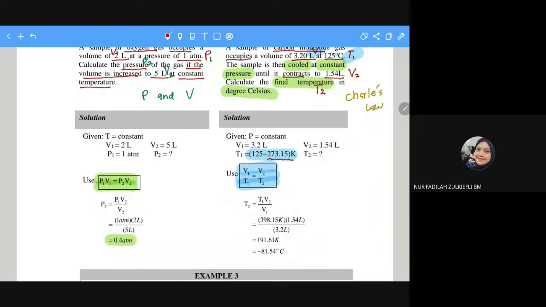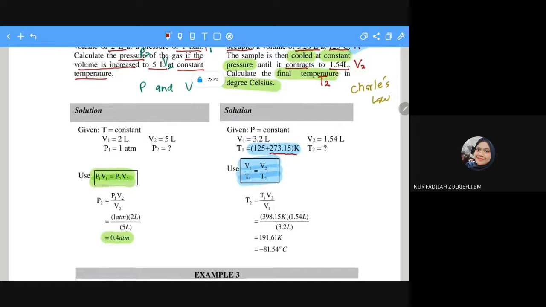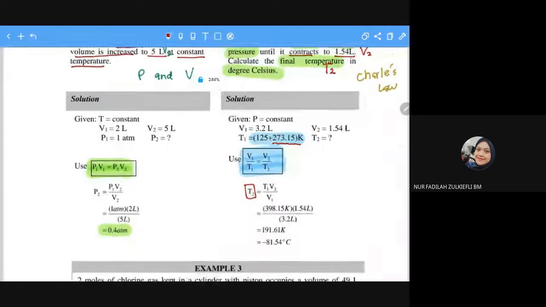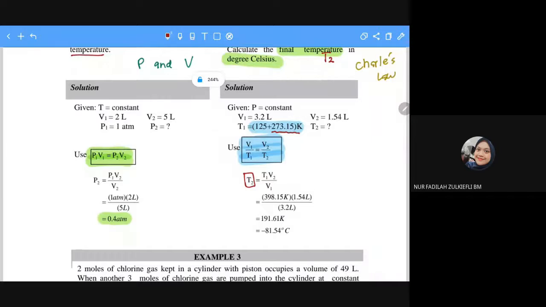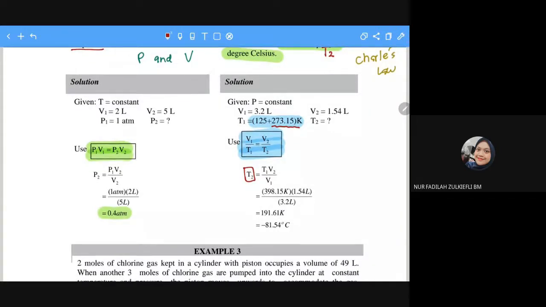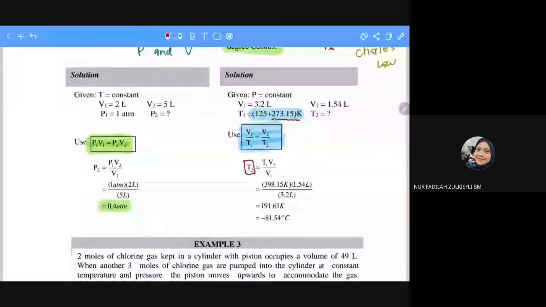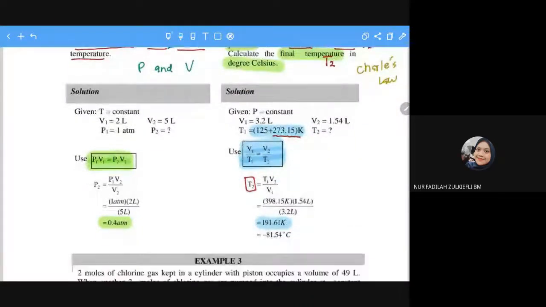So kita nak cari T2. So awak rearrange equation. Okay, awak letak T2 sebagai tajuk formula rumus. So T2 equals T1 times V2 over V1. Okay, awak masukkan all the value. Okay, volume dalam liter. So awak dapat 191.61 Kelvin. Okay, 191.61 Kelvin. Okay, and then disebabkan soalan ni nak final answer dalam degree Celsius.